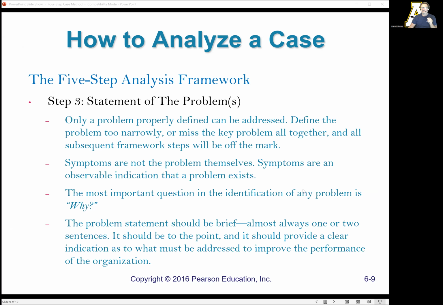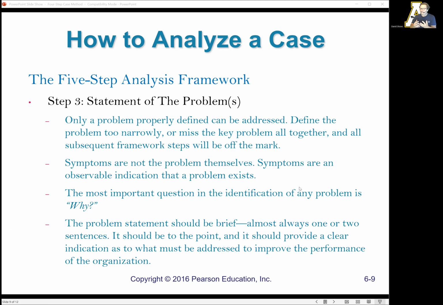Only a problem properly defined can be addressed. If you define the problem too narrowly or miss the key problem altogether, the subsequent framework steps will be off the mark. Remember that symptoms are not the problems themselves. The symptoms are the observable indication that a problem exists.